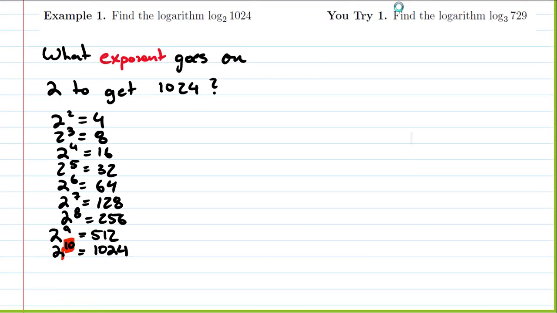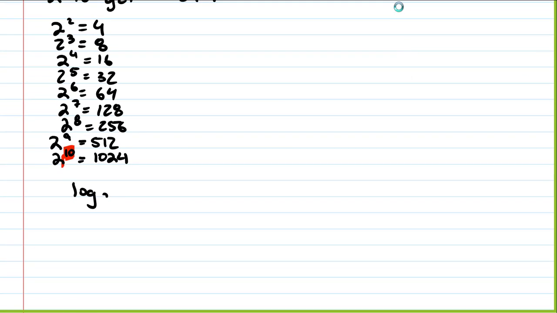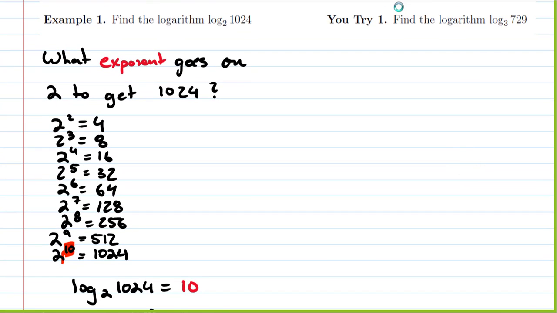So what was the exponent that I needed to get 1024? Well, 10. So the logarithm base 2 of 1024 is equal to 10 because 2 to the 10th power is equal to 1024. The logarithm is the exponent that goes on the base in order to get the input x, because the logarithm is the inverse function of the exponential. All right, it's now your turn. Go ahead and find the logarithm base 3 of 729.